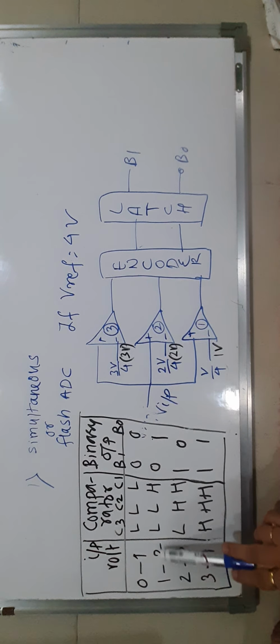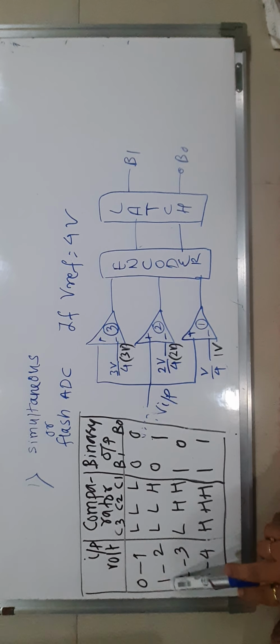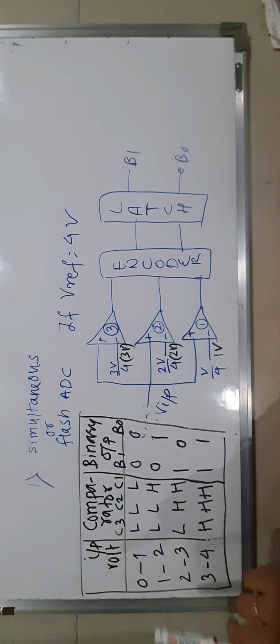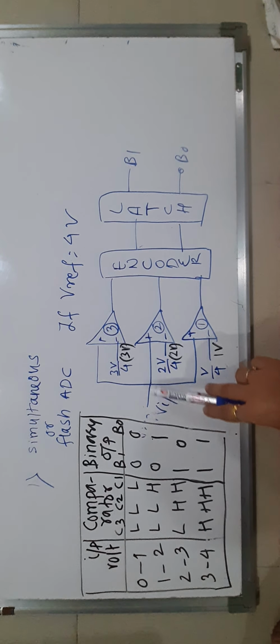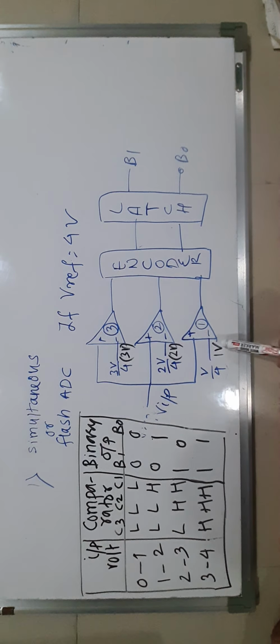Now the second case, when input voltage is between 1 volt to 2 volt, means it is more than 1 volt but less than 2 volt. So when this input is compared by all three comparators, then only the output of the first comparator will be high, because the first comparator will become active, because input is more than 1 volt. Means here higher voltage is available at the positive terminal, so that's why this comparator becomes active.